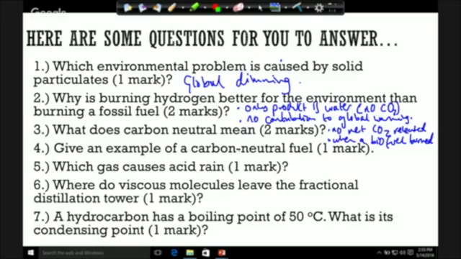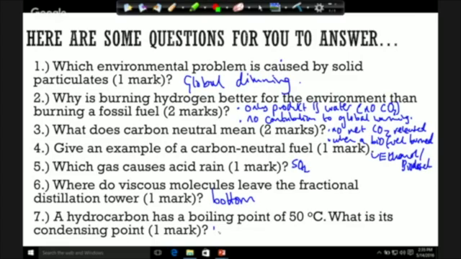Question 4, an example of carbon neutral fuel, you could have had ethanol or biodiesel. Which gas causes acid rain? That is SO2 or sulfur dioxide. Where do viscous molecules leave the fractional distillation tower? That's at the bottom. Number 7, a hydrocarbon has a boiling point of 50 degrees C. What is its condensing point?